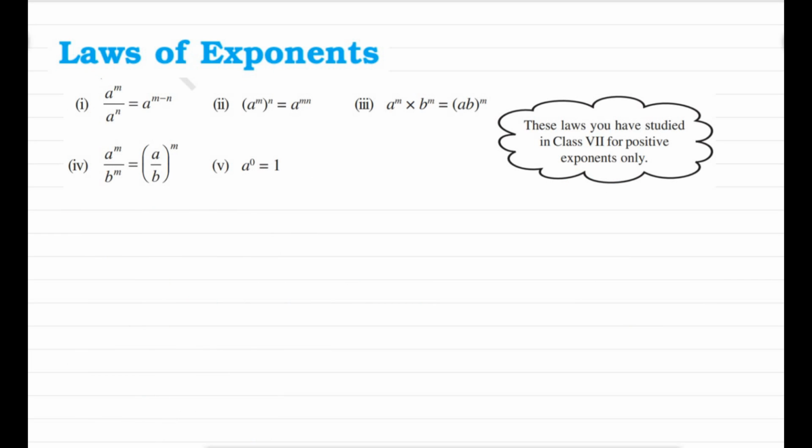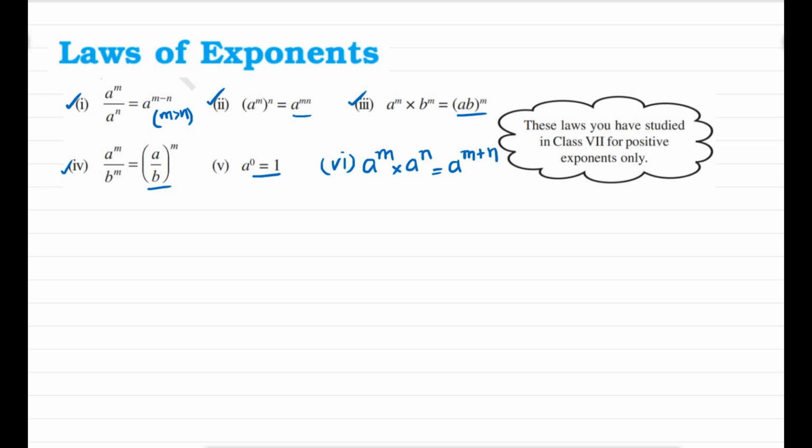So once again I brought the laws. a power m by a power n is equals to a power m minus n, where m is greater than n here. And second one, a power m whole power n is equals to a power mn. The third one, a power m into b power m is equals to ab whole power m. And the fourth one, a power m by b power m can be written as a by b whole power m. And the fifth one, a power 0 is equals to 1. And we can write a power m into a power n is equals to a power m plus n.